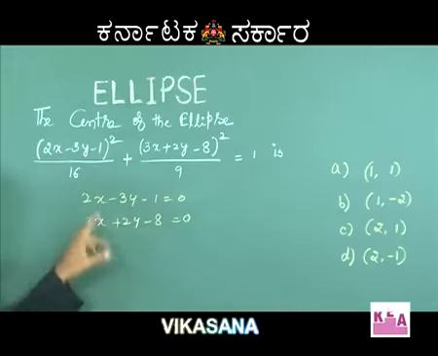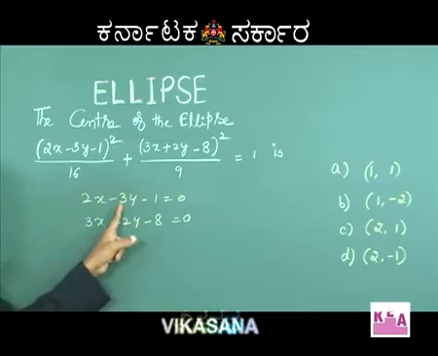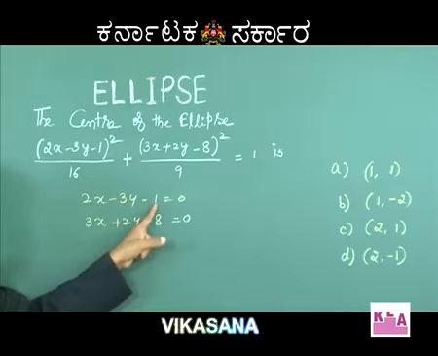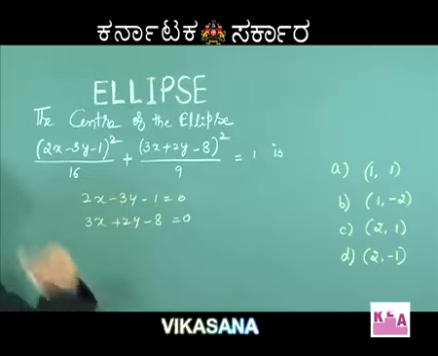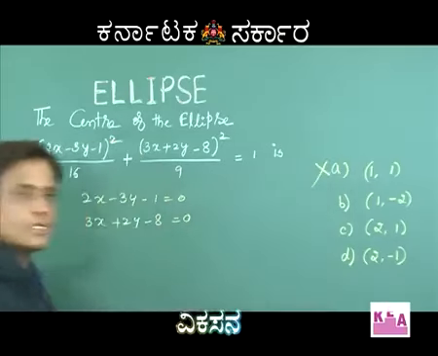So check it out. The first option, (1, 1), we will check this. Does the first option satisfy both or not? 2 into 1 is 2, minus 3 is minus 1, minus 1, that is minus 2, which is equal to 0? Not correct, finished. No need to check further; we can directly root out option A.